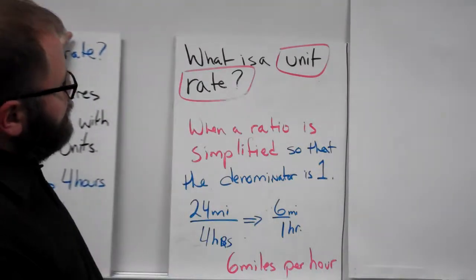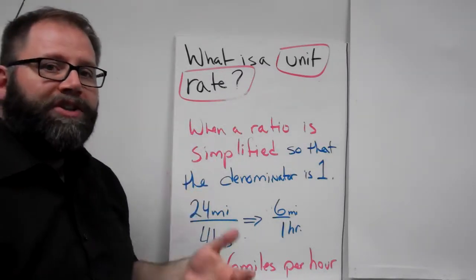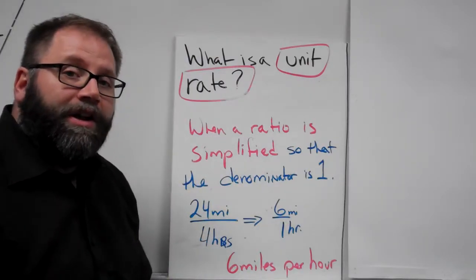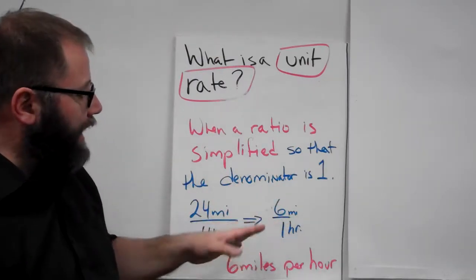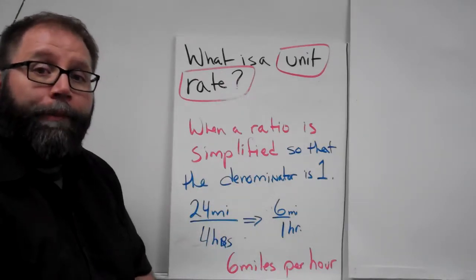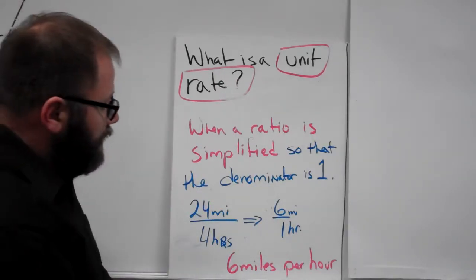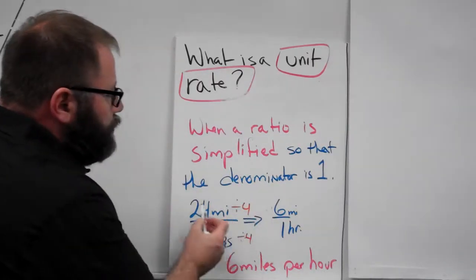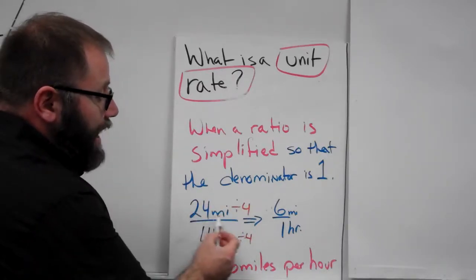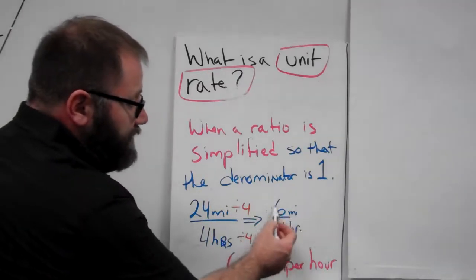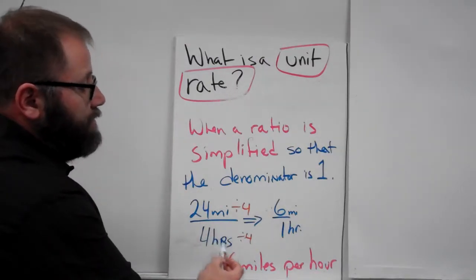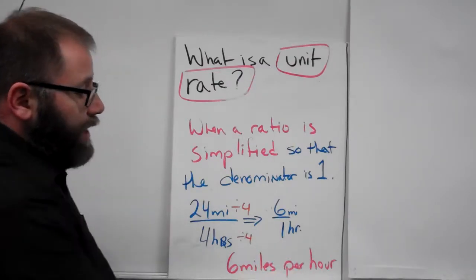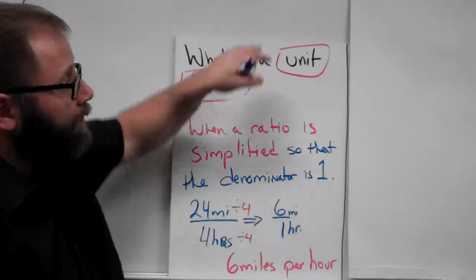What is a unit rate? Well, a unit rate is a ratio that has been converted, simplified, so that now the denominator is 1. And we get that by dividing both the numerator and the denominator by the value in the denominator. So to do that, we would divide this by 4 and divide that by 4. 24 miles divided by 4 leaves us 6 miles. 4 hours divided by 4 leaves us 1 hour. So then our unit rate ends up being 6 miles per hour.